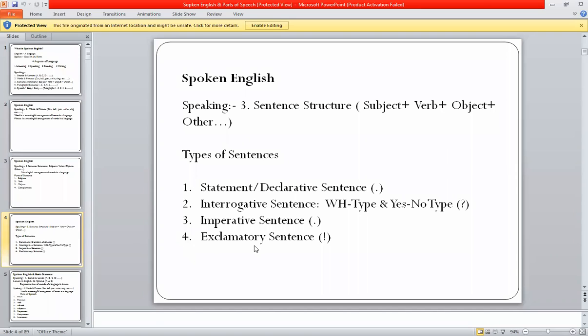Then fourth type is exclamatory sentence. Fourth one is exclamatory sentence. So what are the exclamatory sentences? When we get excited, okay, or when we get surprised, okay. So whatever the words that come out of our mouth, those words are called as the exclamations, okay. Whatever the utterances that come out of our mouth, that comes under the exclamations, okay.